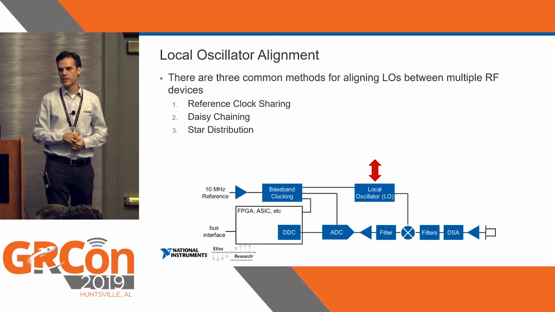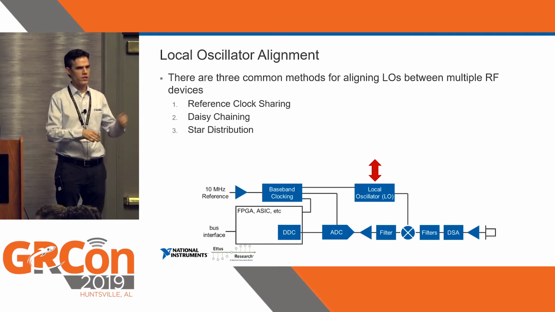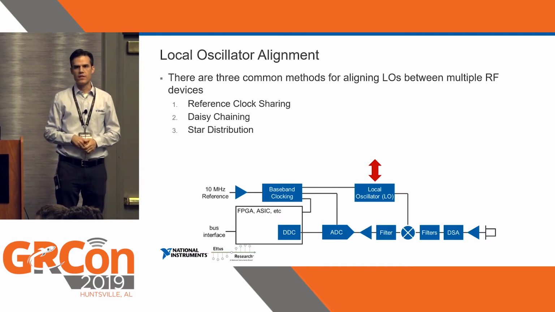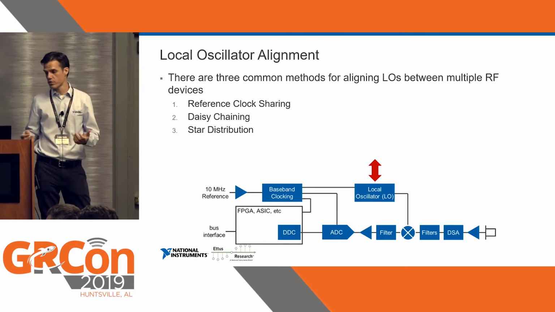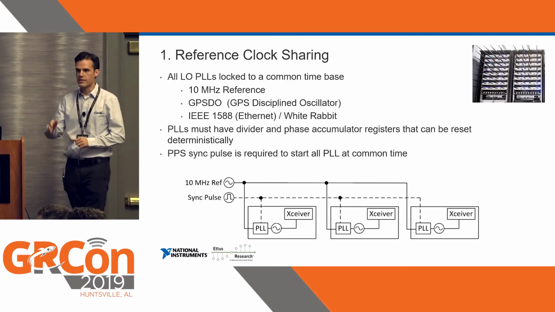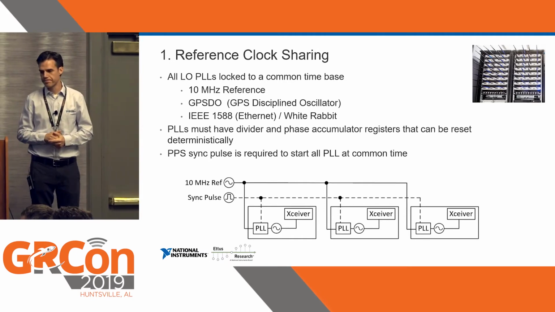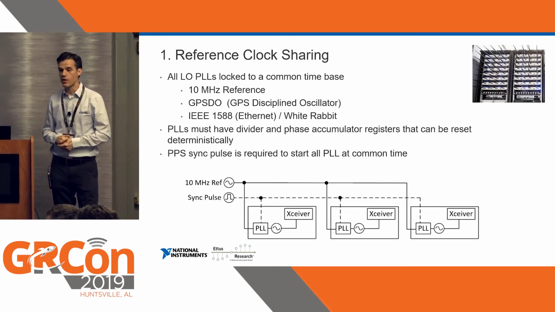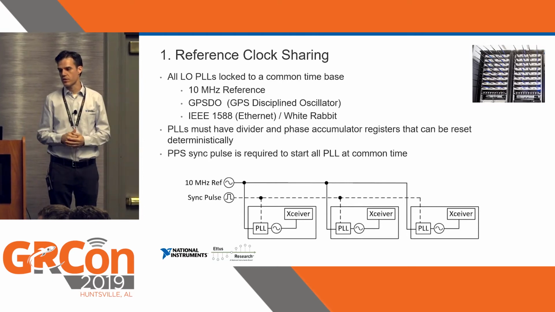The next way is daisy chaining, where you actually are distributing the local oscillator from the first device to the second to the third. And then the third way is star distribution. So let's talk about all 3 of those. Reference clock sharing, as I said, was used in that massive MIMO system. There's a few different ways you can get your reference clock, either from a 10 megahertz distribution source like an OctoClock, GPS, DO, White Rabbit. There's other ways that you can do it as well.